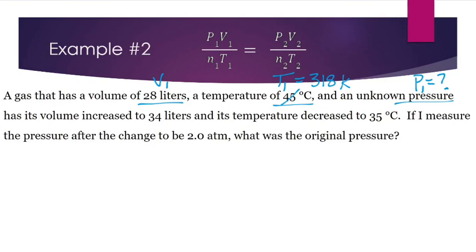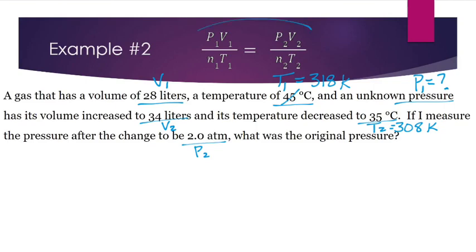And we have our volume increased to 34 liters, so that's going to be our V2. Our temperature is decreased to 35 degrees Celsius, which plus 273 is 308 Kelvin. If I measure the pressure after the change to be 2 atmospheres, so that's our P2, what was the original pressure? So that's, again, when I realize that P1 is what I am looking for.